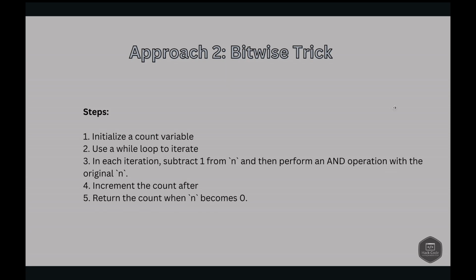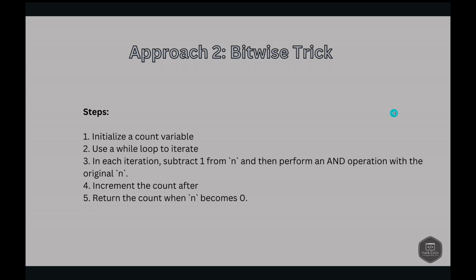First we initialize a count variable to 0, and then we use a while loop to iterate as long as n is not 0. In each iteration, we subtract 1 from n and then perform an AND operation with the original n. This will turn off the least significant 1 bit. And then we increment the count after each operation. Return the count when n becomes 0.